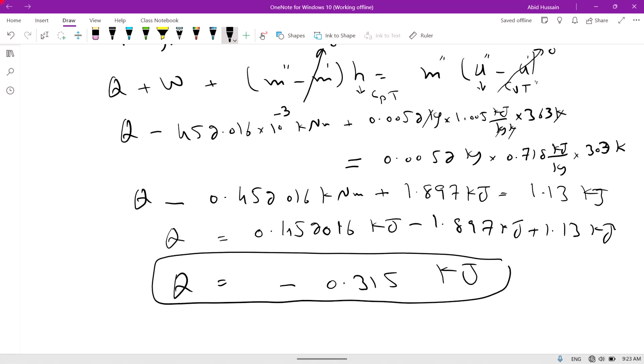And problem 3.24 is solved, and the problems of chapter 3 are completed.